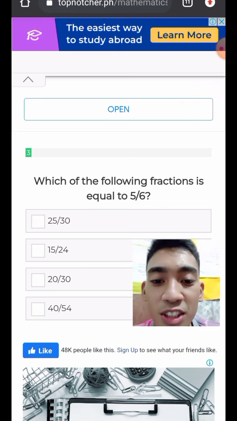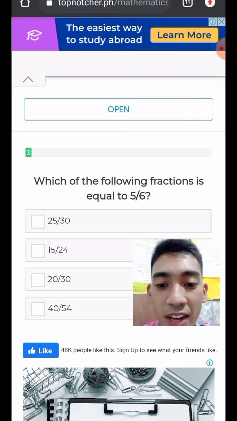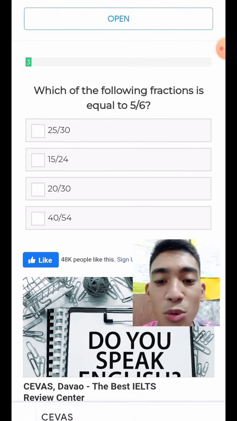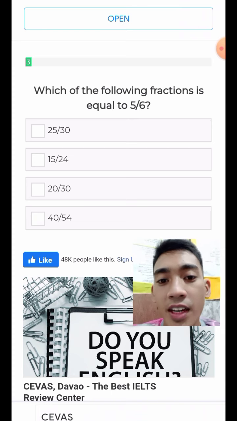Which of the following fractions is equal to 5 over 6? So in order to, these are big numbers. In order to be equal, to equate these numbers into 5 over 6, we will get the GCF.